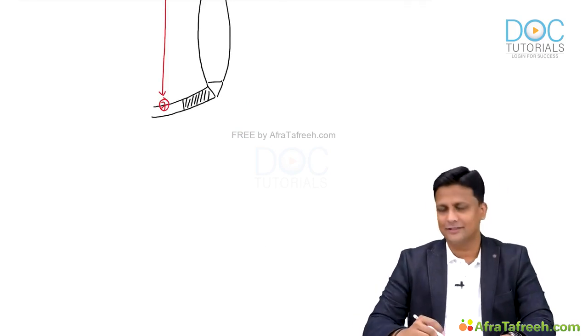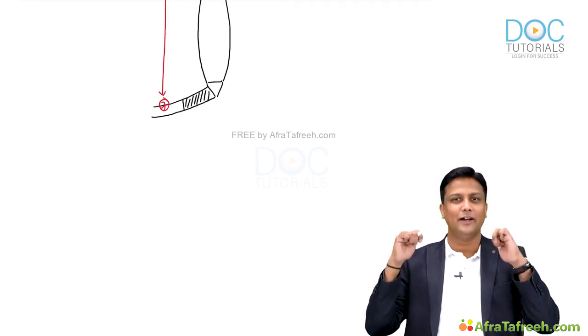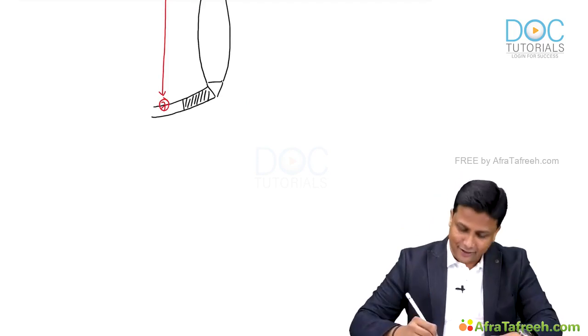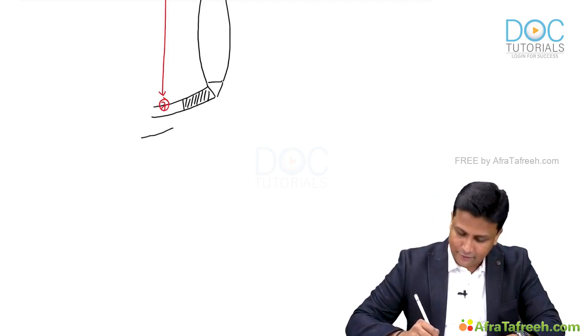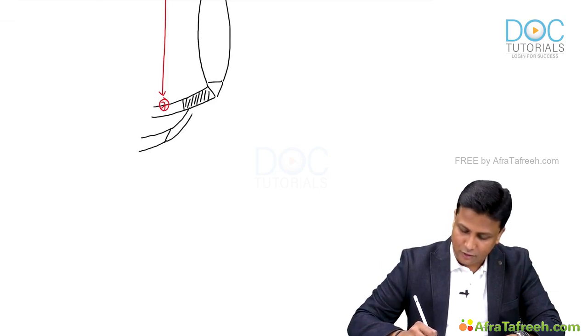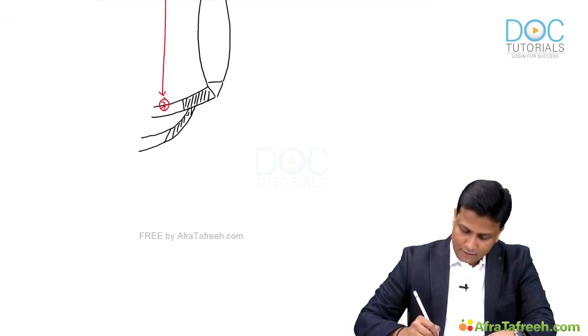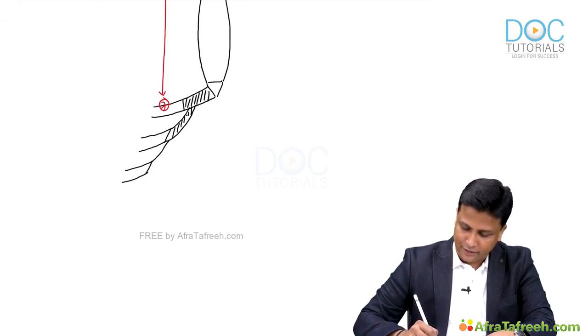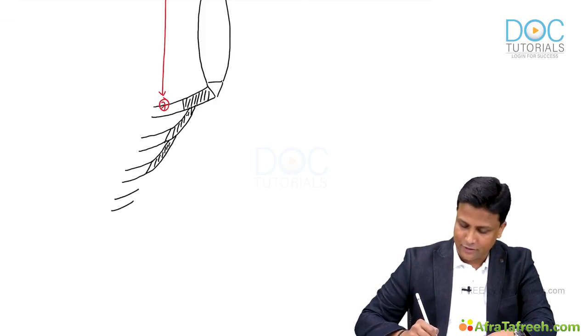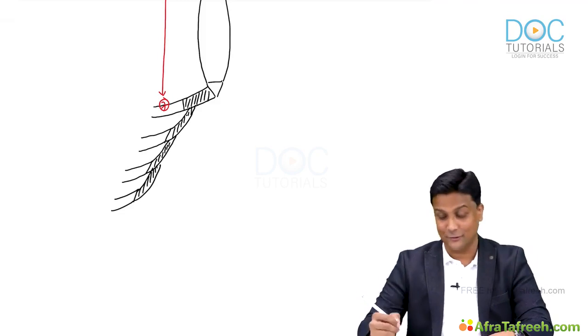Rib number 8 also starts from the vertebrae behind and takes a turn, and then rib number 8 comes in the front and its costal cartilage will be attached to the costal cartilage of the 7th rib. Then rib number 9 will also come in the front, but its costal cartilage will be attached to the 8th one, guys. Similarly, rib number 10 will also come in the front and its costal cartilage will be attached to the 9th one.